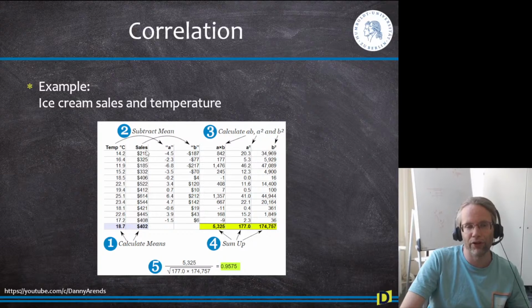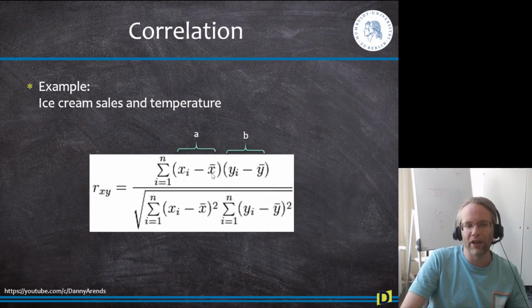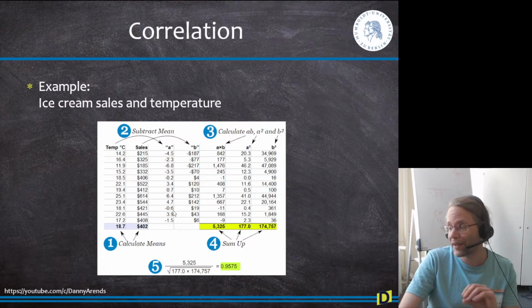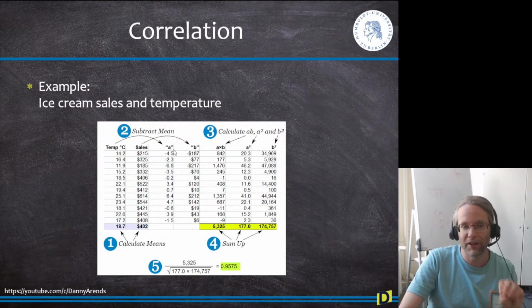You have your temperatures, you have your sales. You calculate the mean of the temperature, and you calculate the mean of the sales group. Then you define this A term: Xi minus X, which is just the temperature minus the mean temperature. You define your B, which is the sale minus the mean sale. This is a mean centering, right? The new value is the old value minus the mean. So these are the mean centered values of the temperature and the mean centered values of the sales.